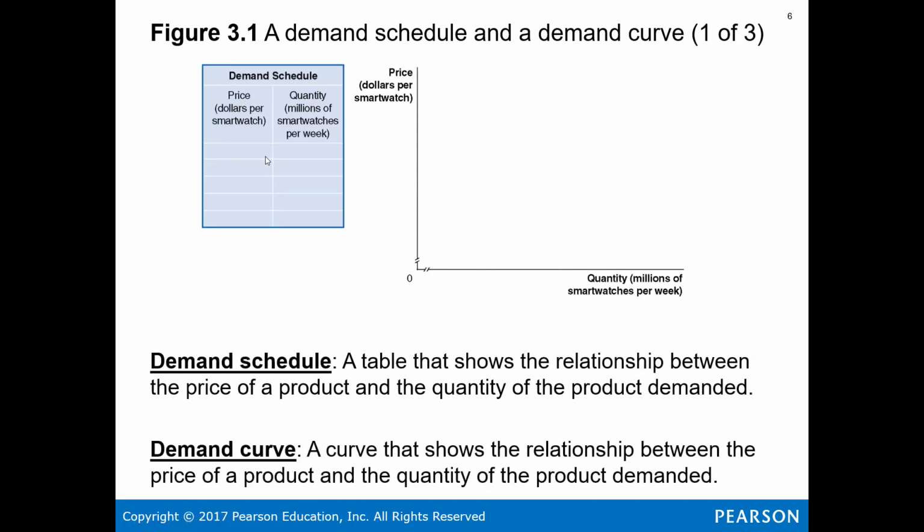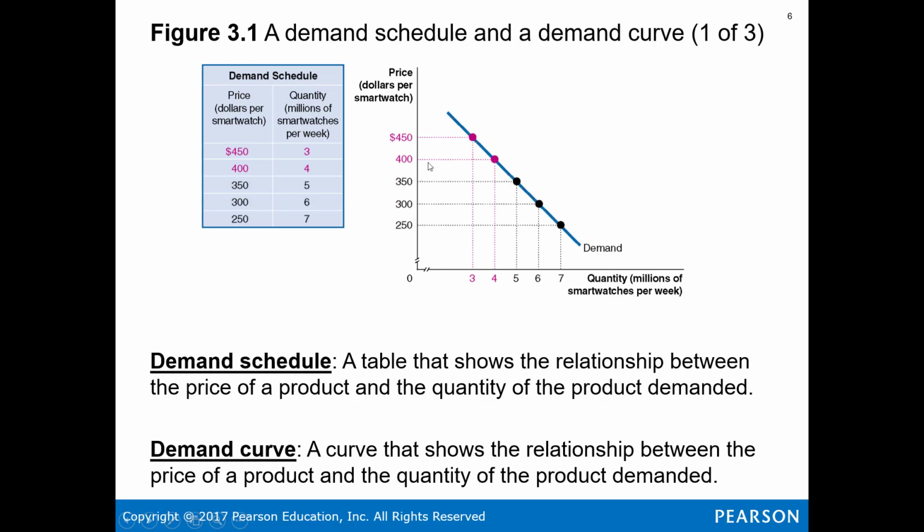So this example is a demand schedule. If the smartwatch was $450, there would be 3 million smartwatches per week demanded. On the vertical axis, we have price. On the horizontal axis, we have quantity demanded. As you can see, if the price was 400, there would be 4 million per week, and then 350, there would be 5 million per week, and then 300, 6 million per week, and so on.